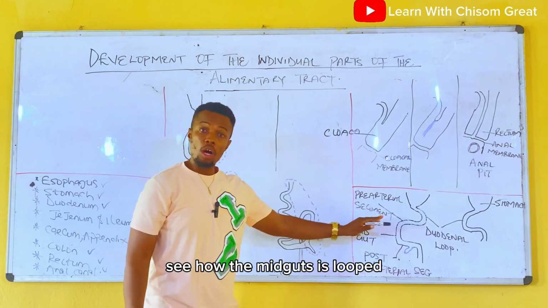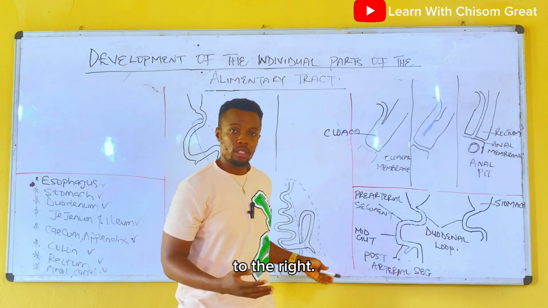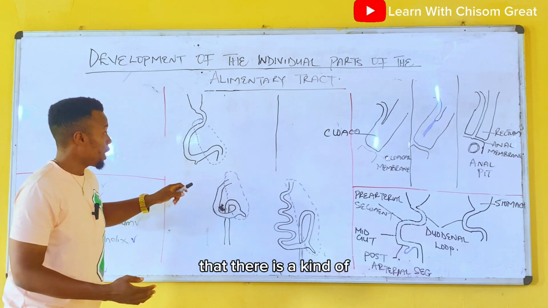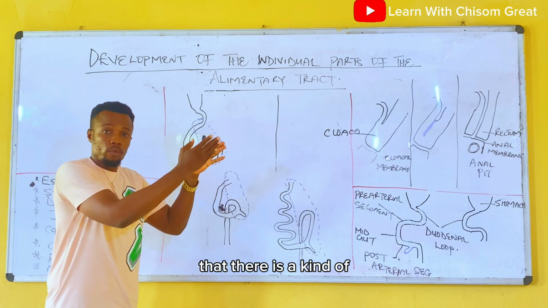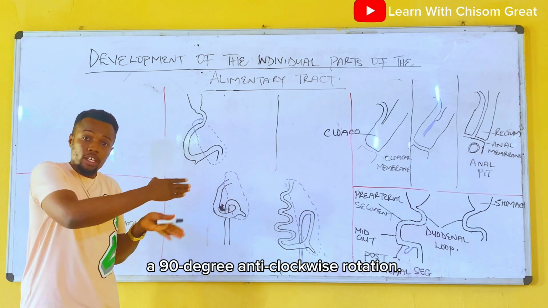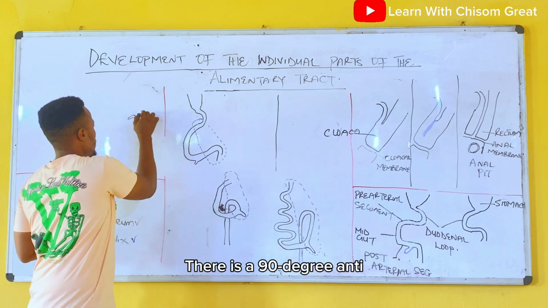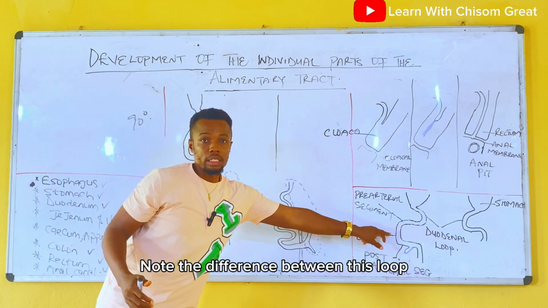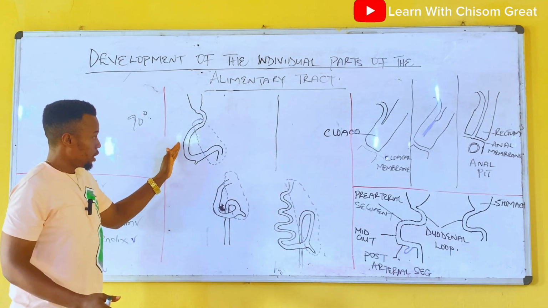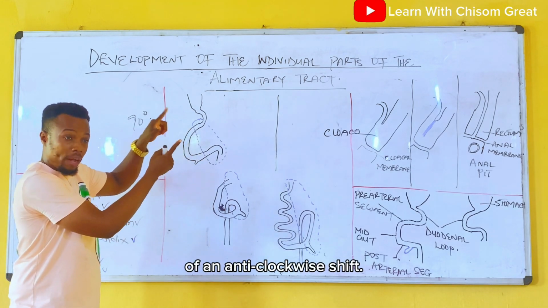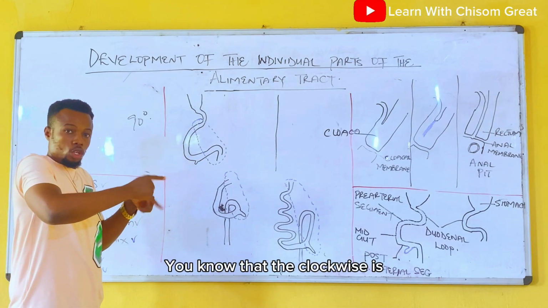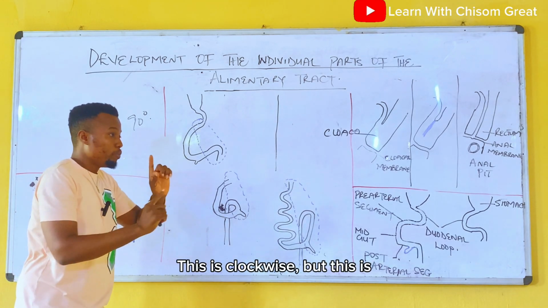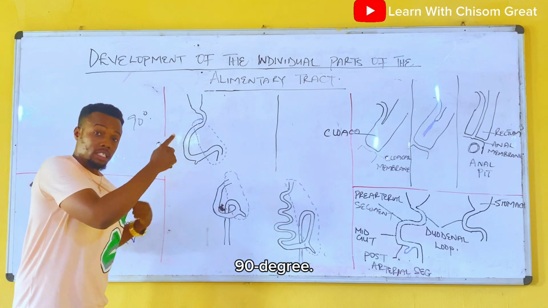At this stage now, you can see how the midgut has moved to the right. But coming over here, you notice that there is a 90-degree anti-clockwise rotation. Note the difference between this loop and this. You see that there is kind of an anti-clockwise shift. You know that clockwise is like this, but this is an anti-clockwise loop and it is 90 degrees.